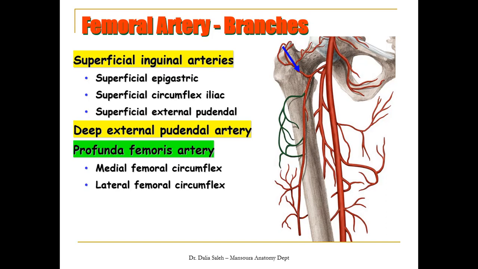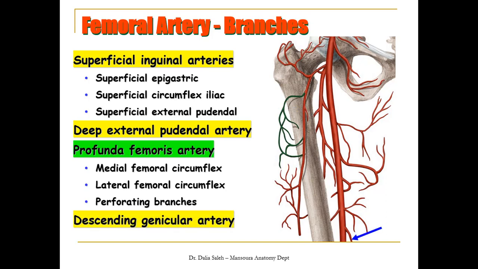Then, the profunda femoris artery gives perforating branches that pierce the adductor muscle to reach the back of the thigh and give the main arterial supply to the hamstring muscles. And the profunda femoris itself ends as the fourth perforating branch, and they all share in the anastomosis at the back of the thigh. The femoral artery, while passing through the adductor canal, gives the descending genicular artery to share in the anastomosis around the knee joint.